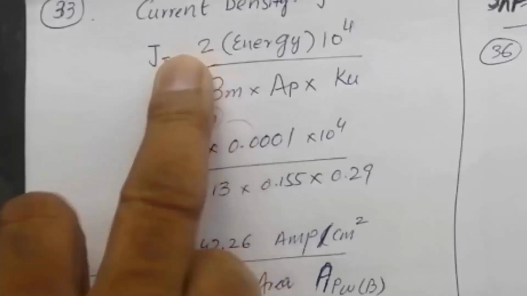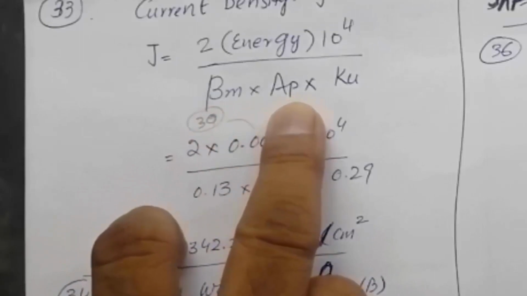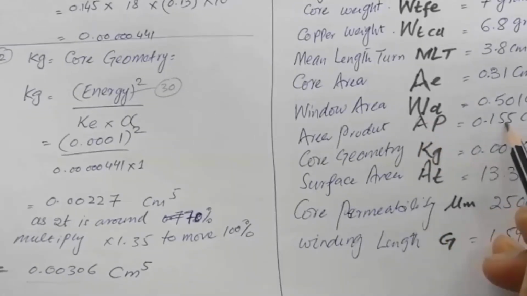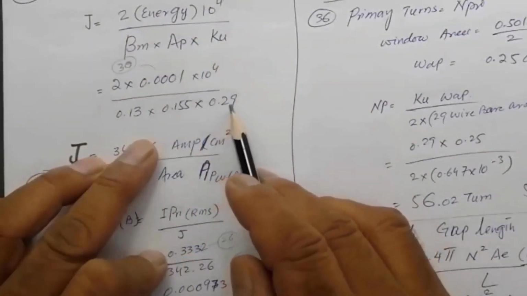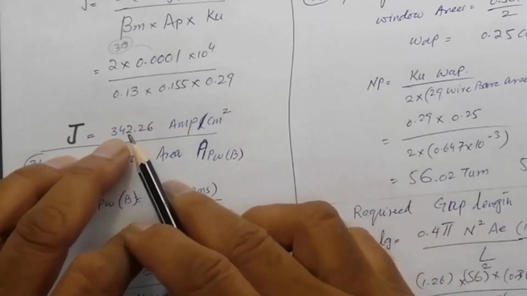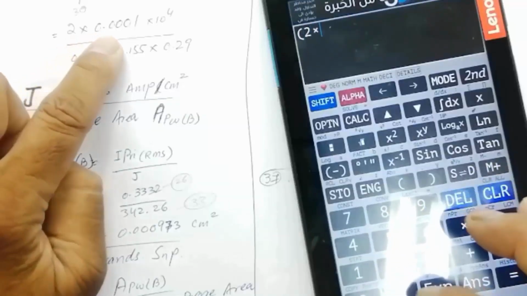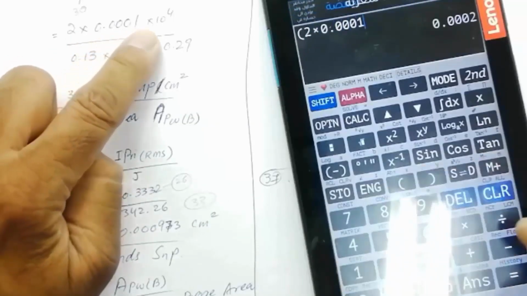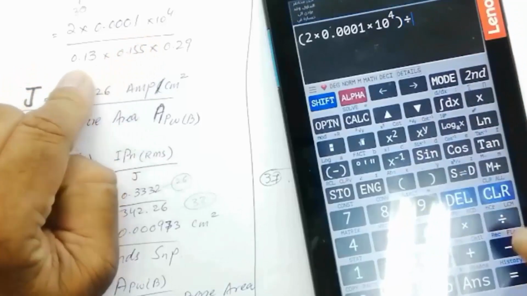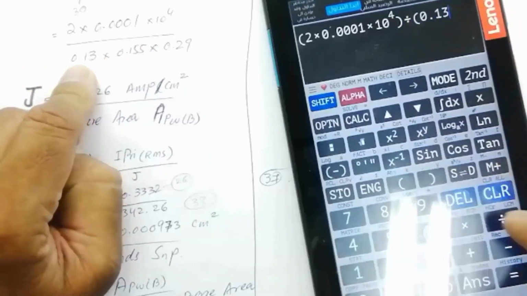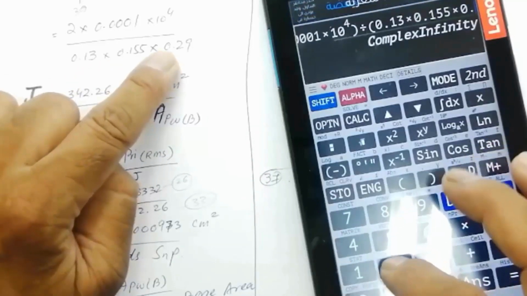Now you have to select the current density: 2 times energy times 10 raised to power 4, divided by B maximum, AP area product from the core specifications, which is 0.155 centimeter, and Ku winding fill factor, which is 0.29. So it will be 342.26 ampere per centimeter squared. That is 2 multiplied by 0.0001 multiplied by 10 raised to power 4, divided by 0.13 multiplied by 0.155 multiplied by 0.29.